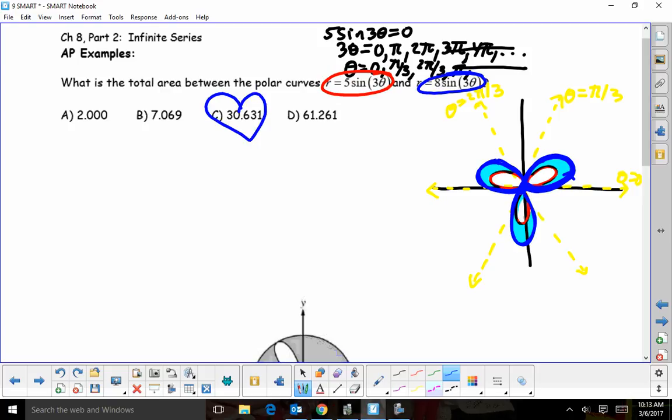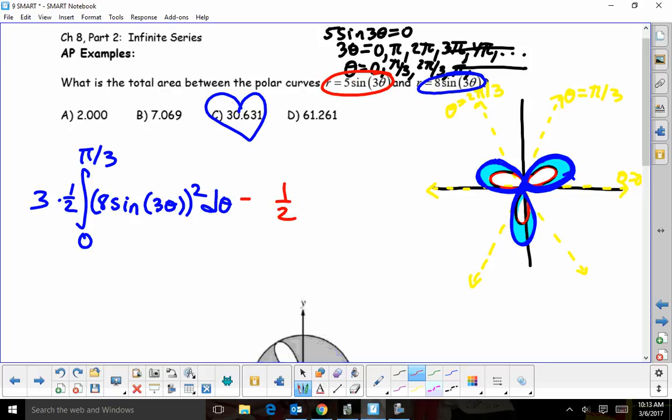You should get out C. So I'm going to take the big, 0 to pi over 3, and I'm going to multiply it by 3. And then I'm going to subtract out the small, 0 to pi over 3, and again multiplying by 3. Helen? Does that answer you?